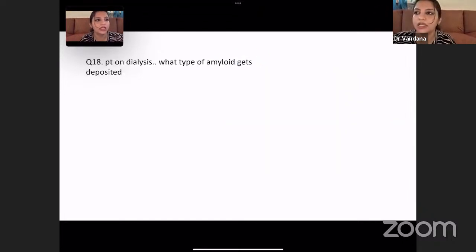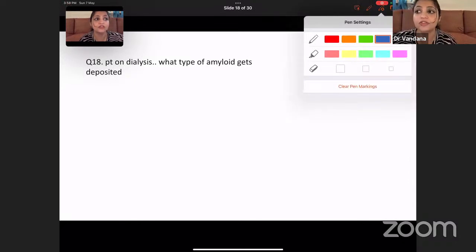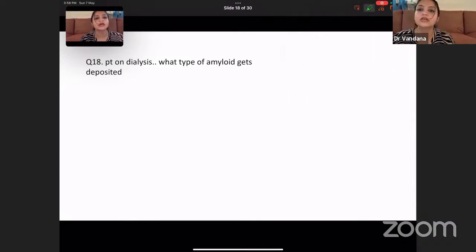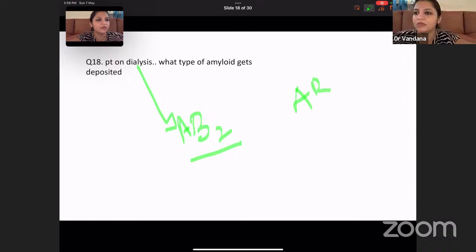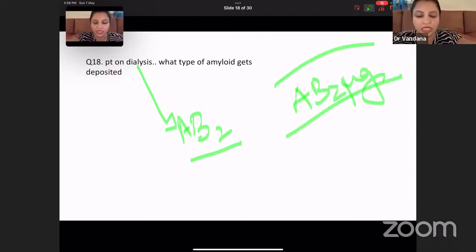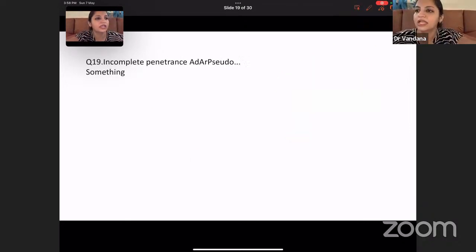So the patient is on dialysis. Which type of amyloid? There were 3 questions on amyloid, guys. All of you know, I've told you the story for this. Beta-2 microglobulin is a big protein and can't pass through the dialysis filter. So the amyloid which gets deposited here is A beta-2, the full name being A beta-2 microglobulin. That's the amyloid deposited here. So that is a simple thing. Okay, next.